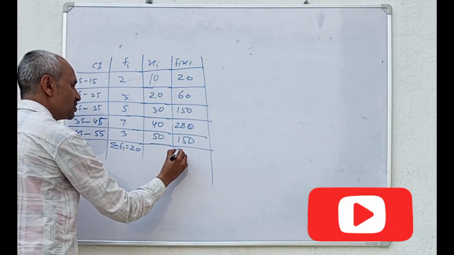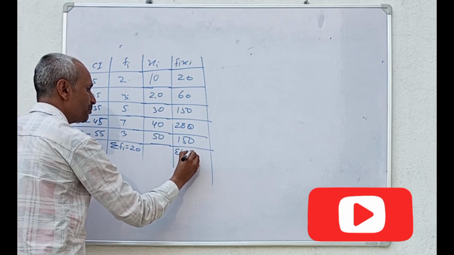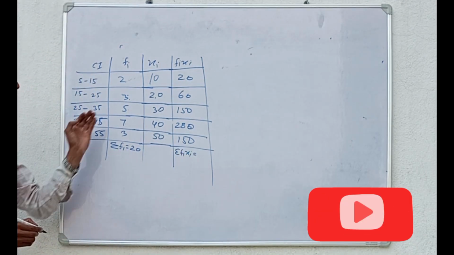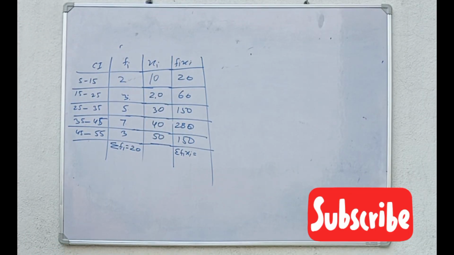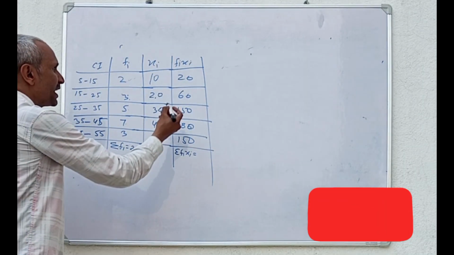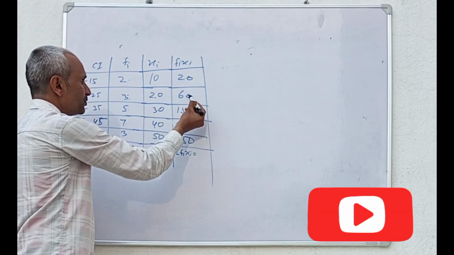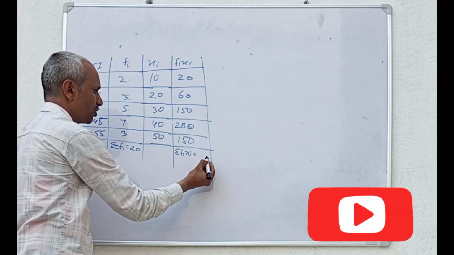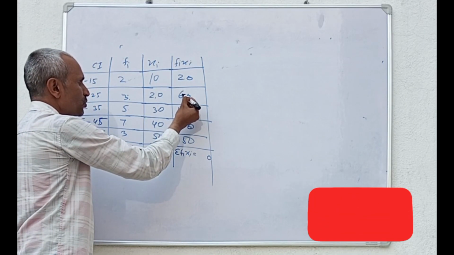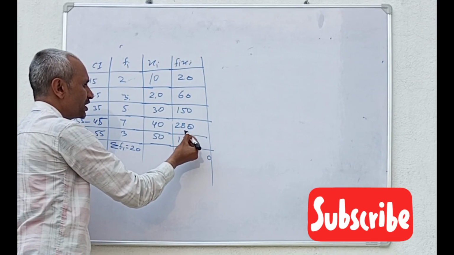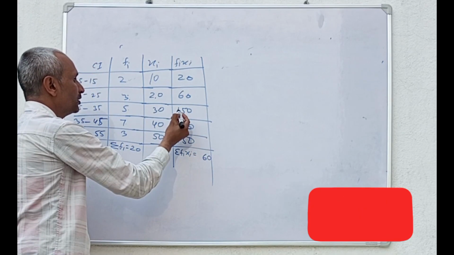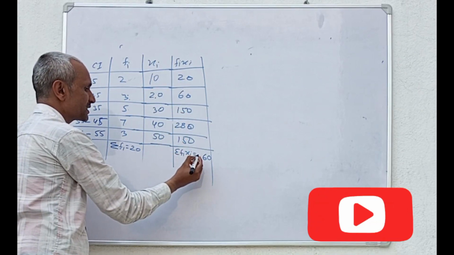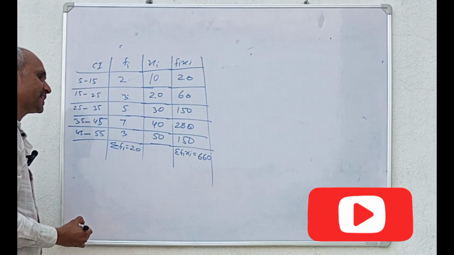Now we are finding the sigma fi xi, meaning the total of the product of the frequencies fi and the mean xi of that class. So we are adding it. 0 0 0 0 0 0 only come. 6 plus 2 is 8, 8 plus 5 is 13, 13 plus 13 is equal to 26, carry 2. 3 plus 3 is 6, so we got 660.